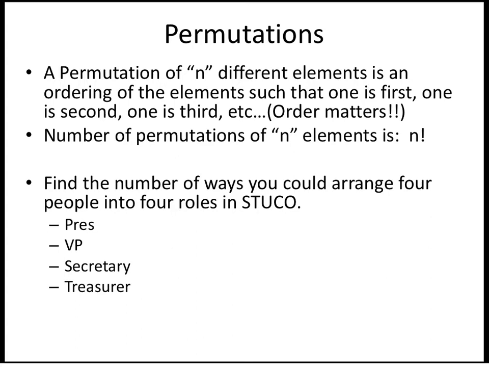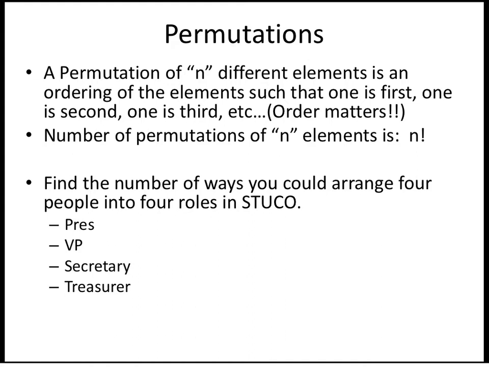A permutation of, let's say, n different elements is an ordering of the elements such that one element is first, another one is second, and another one is third, okay? So what we mean with this is that the order of the elements matters, okay? So the number of permutations of n elements is just going to be n factorial, okay?